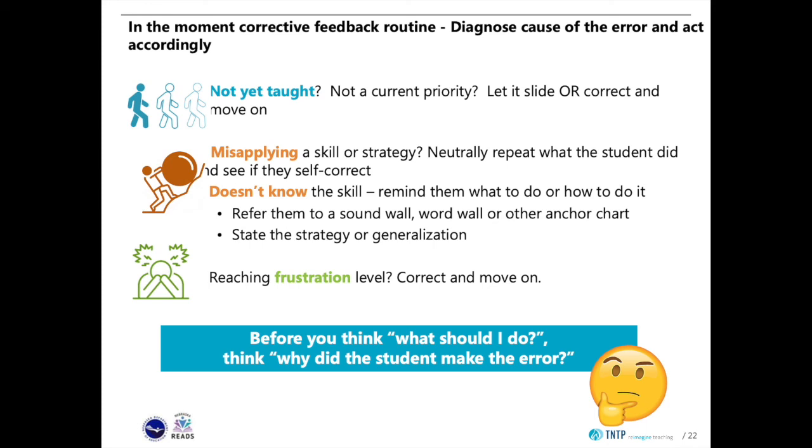If you are seeing a scholar that is misapplying a skill, and so you're trying to quickly have them self-correct, but you actually haven't taught it, that quick self-correct won't make sense because they don't know the strategy. So again, going back to, why did the student make the error? That will really allow you to think, what corrective routine should you take with that scholar in that situation.